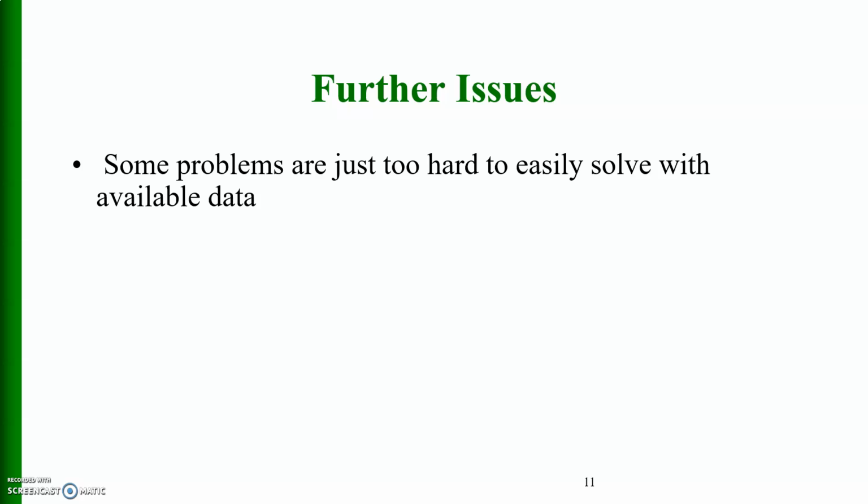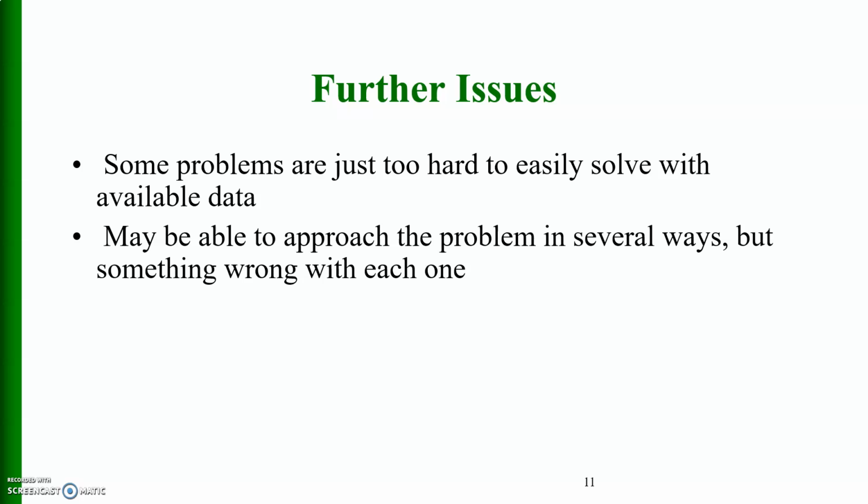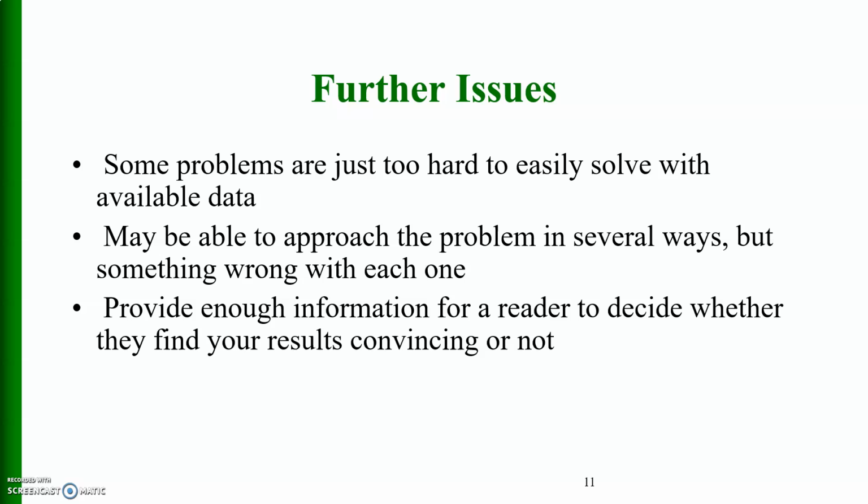Some further issues: some problems are just too hard to be easily solved with the available data. It may be possible to approach the problem in several ways, but there is something wrong with each one. What can we do in that situation? We can provide enough information for a reader to decide whether they find our results convincing or not. So it's up to the researcher how to interpret the data.